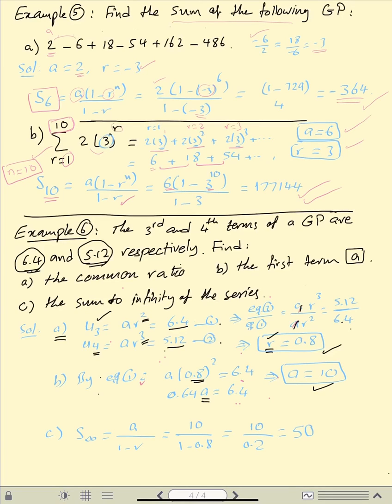Find the sum to infinity of this series. We write the formula, which is A over 1 minus R. Replace the values of A and R in this. So it's 10 over 1 minus 0.8, 10 divided by 0.2. So the sum to infinity for this series is 50.